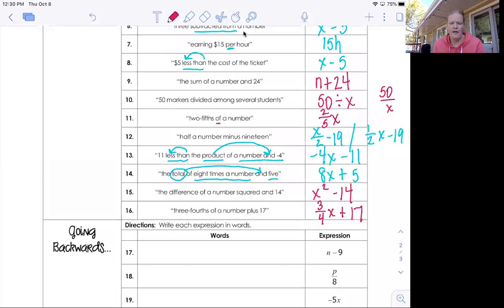All right, so here we go. X squared minus 14, difference of a number squared and 14, and 3/4 of a number plus 17. So 3/4 x plus 17. Okay, so that's translating expressions.